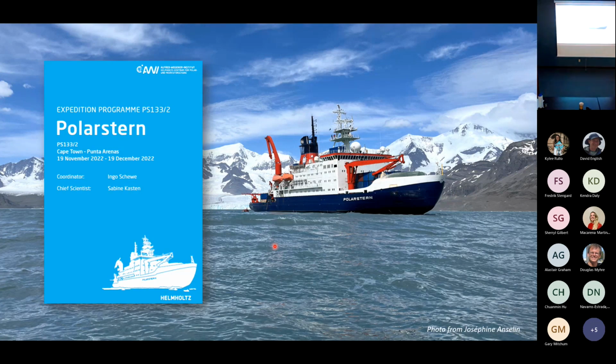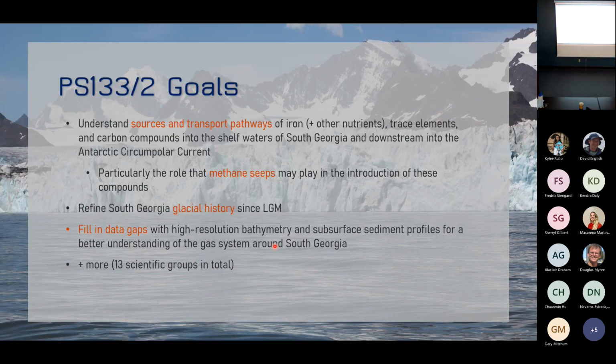So I took part in this cruise as a continuation of work that Ali and his colleagues began to study the glacial history of South Georgia, as well as the modern day role in which the island's biogeochemistry plays in climate change. And there were quite a few goals to PS1332. Some of these included understanding the sources and transport pathways of iron and other nutrients, trace elements, and carbon compounds into the waters of South Georgia and on into the Antarctic circumpolar current, and particularly the role that methane seeps play in the introduction of these compounds.